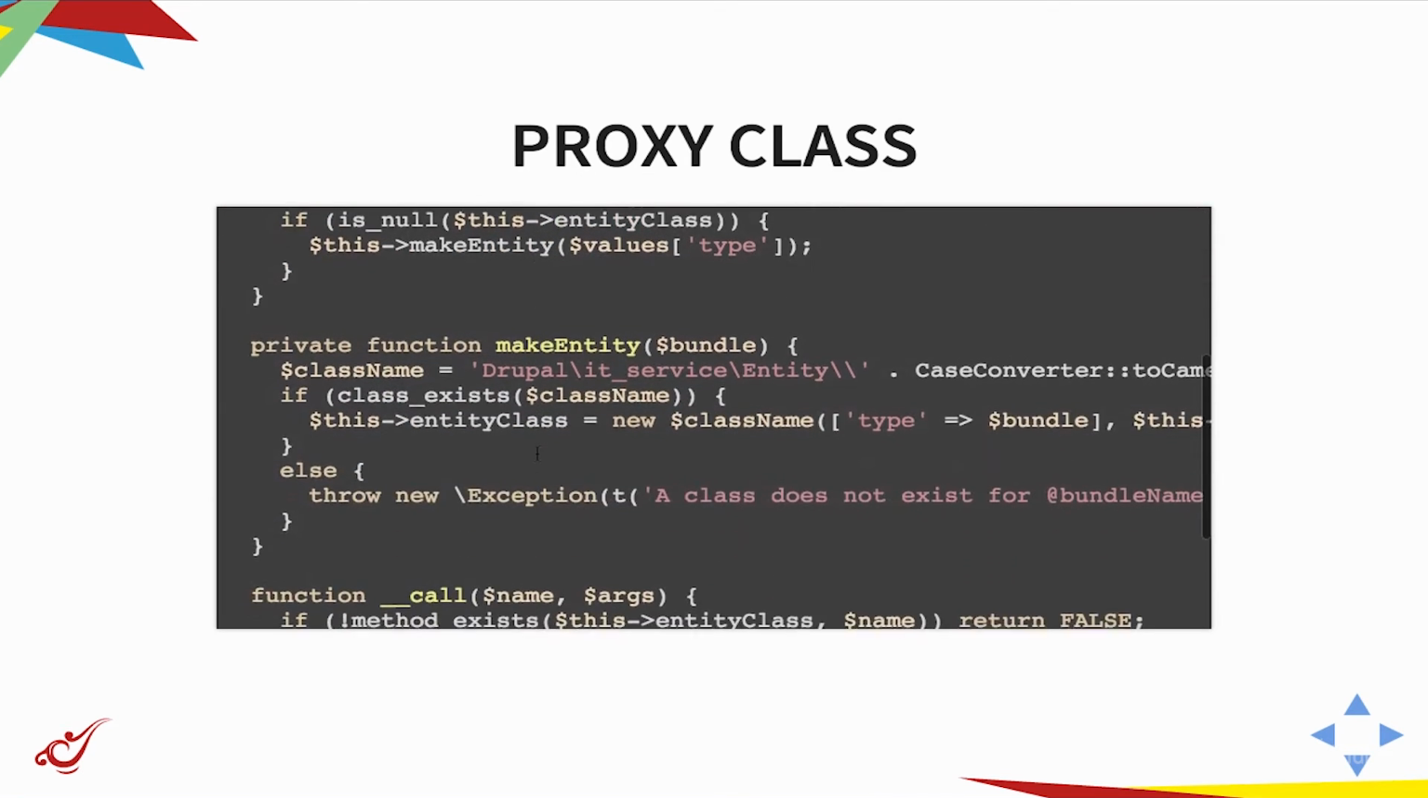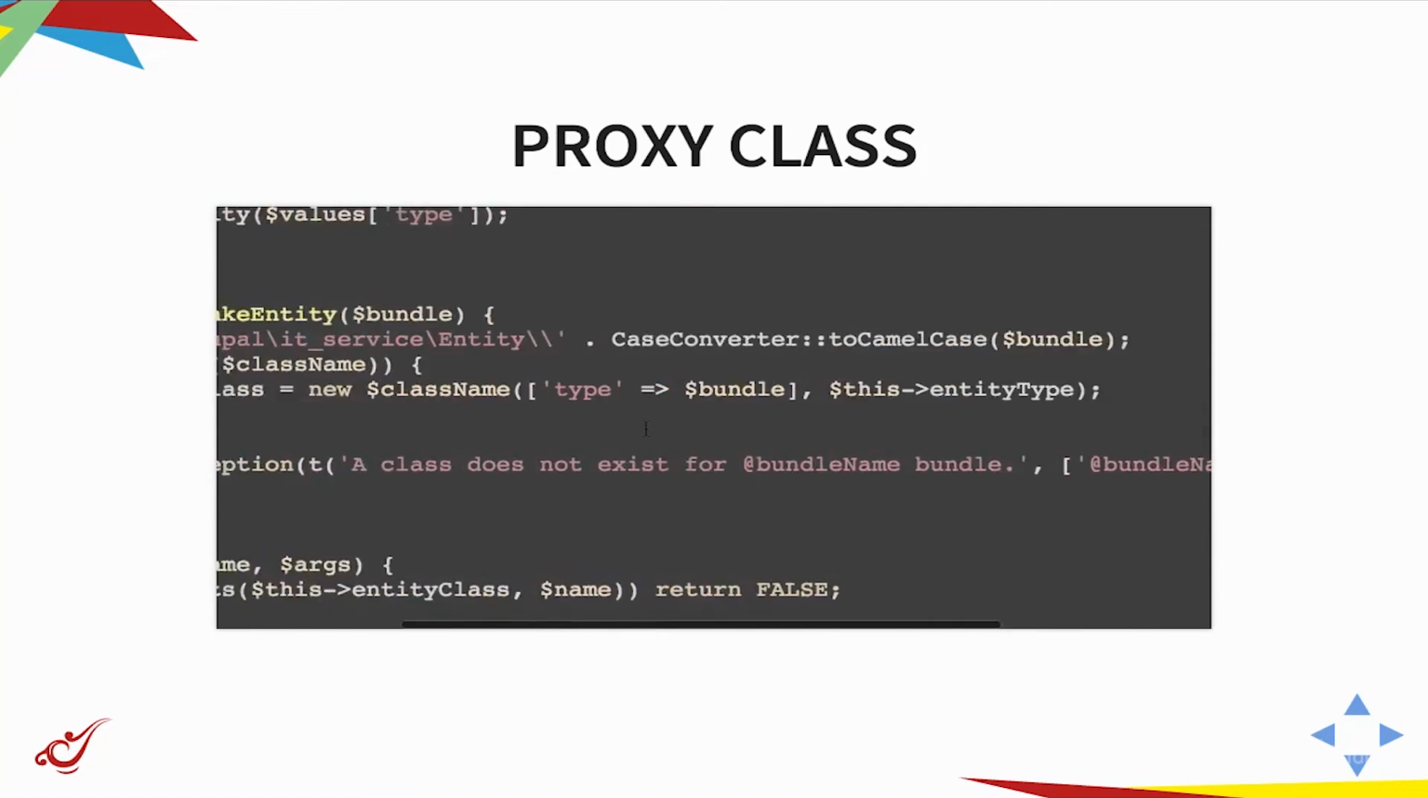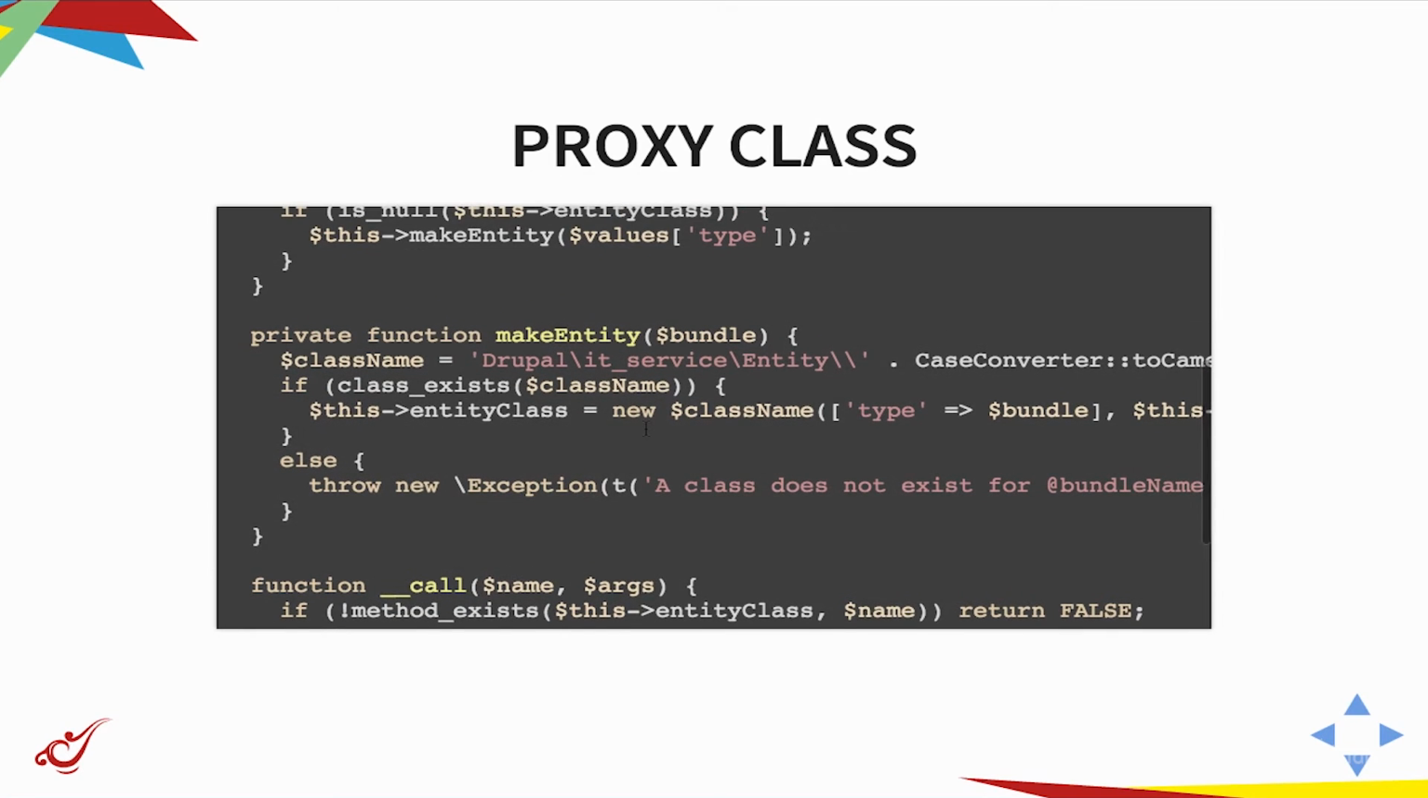If I scroll down here, basically what this is doing, this is the private function, so here we got some encapsulation going on. We're taking in the bundle and doing some string manipulation and getting the name of the class based on the bundle. Let me scroll it over here. So we're passing that bundle in here. We're just making it camel case.